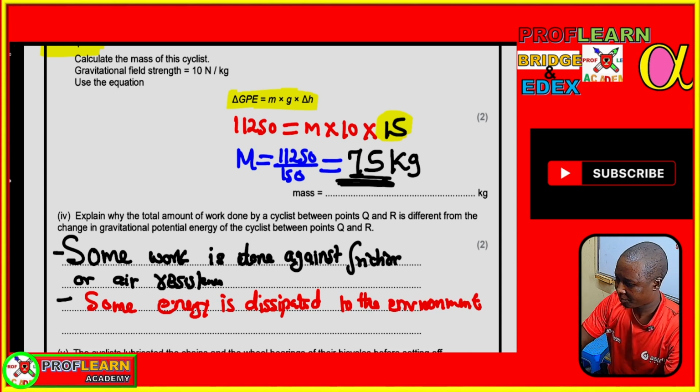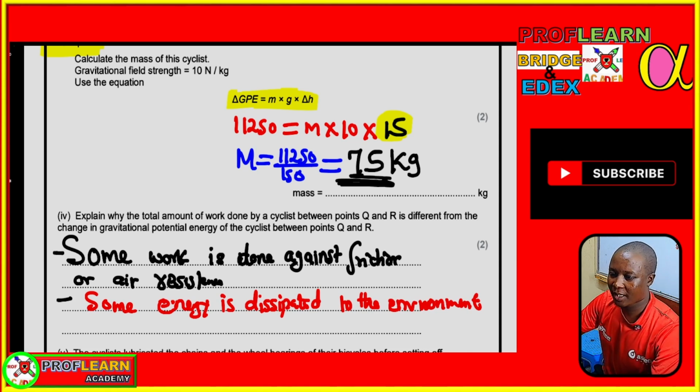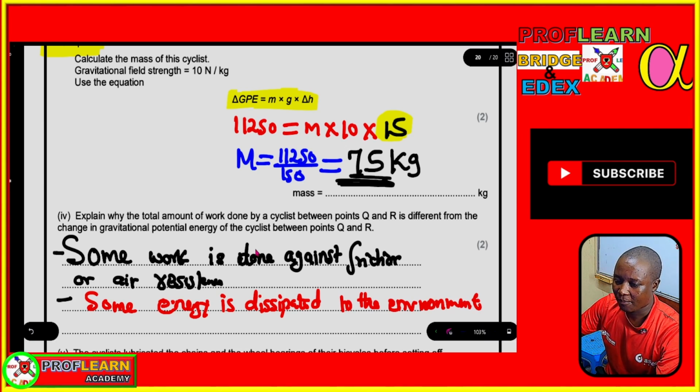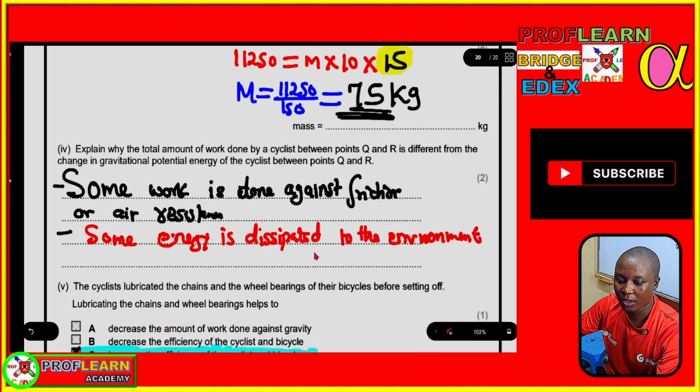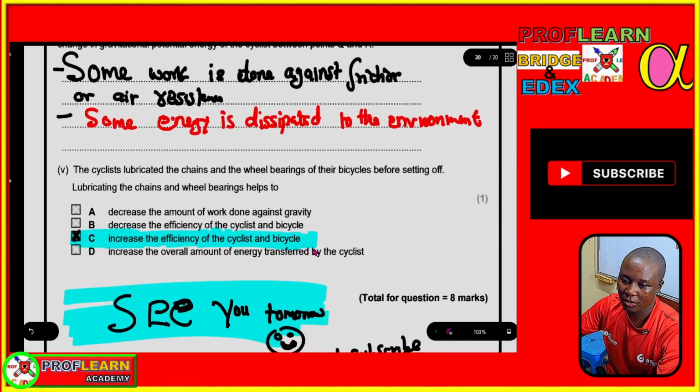Yeah, so some of the energy is lost to the surroundings, and that's why you can see more work is done than the gravitational potential energy gained. Some energy is dissipated to the environment, some energy is lost.